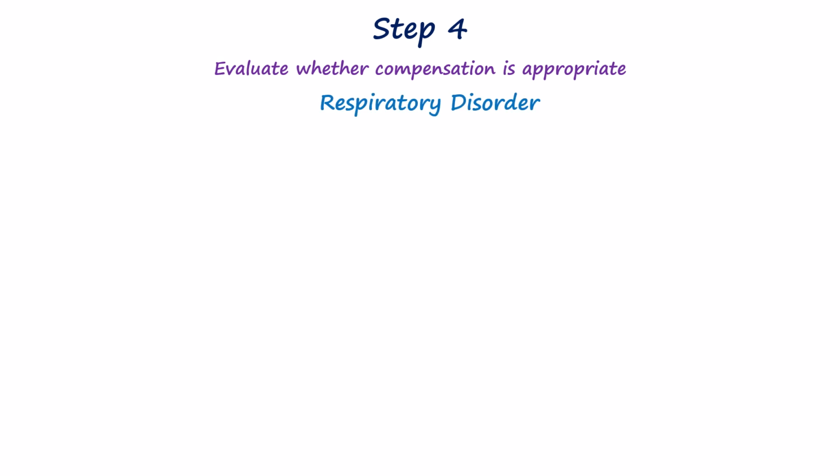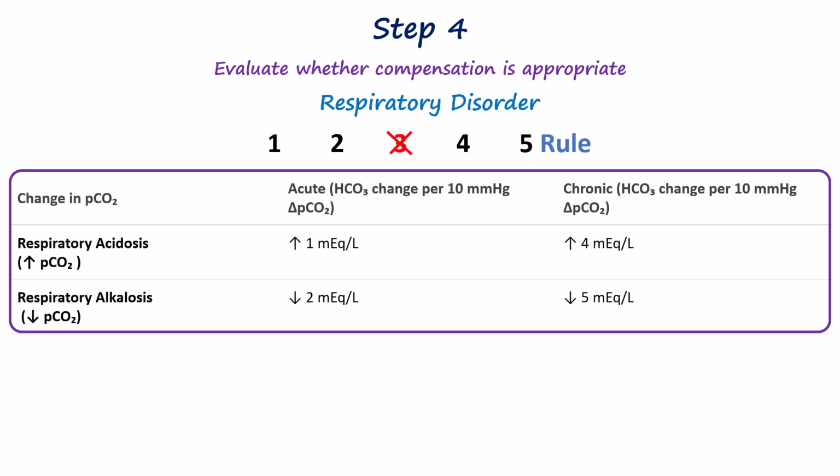Step 4 involves checking for the appropriateness of the compensation. For respiratory disorders, we apply the 1-2-4-5 rule we have seen earlier. In acute respiratory acidosis, the bicarbonate level should increase by approximately 1 millimole per liter for every 10 millimeters of mercury increase in CO2 above the normal. If the rise in bicarbonate is less than this, it suggests an additional metabolic acidosis.